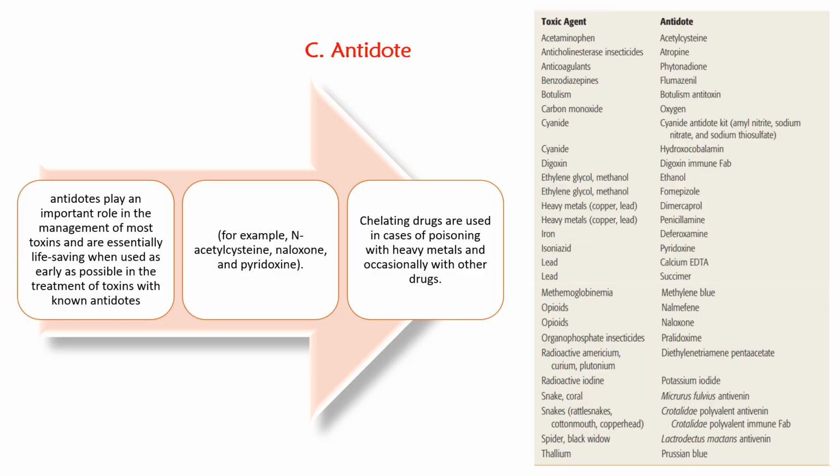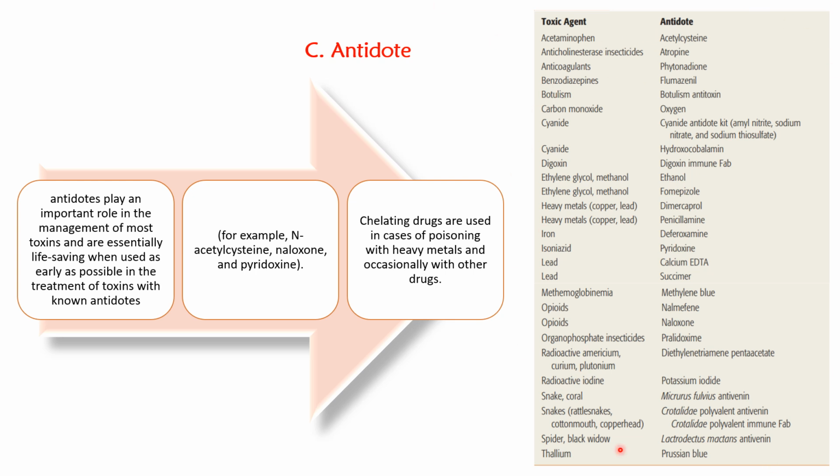These antidotes play an important role in the management of most toxins and are essentially life-saving when used as early as possible in the treatment of toxins with antidotes. For example, N-acetylcysteine can be used as an antidote for paracetamol poisoning, naloxone for opioid poisoning, and pyridoxine, also known as vitamin B6, can be useful to reduce the toxicity associated with isoniazid. Isoniazid is an anti-tubercular drug. Chelating drugs are used in cases of poisoning with heavy metals and occasionally with other drugs.